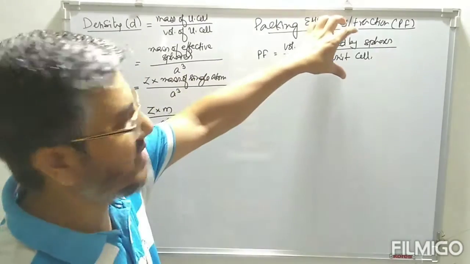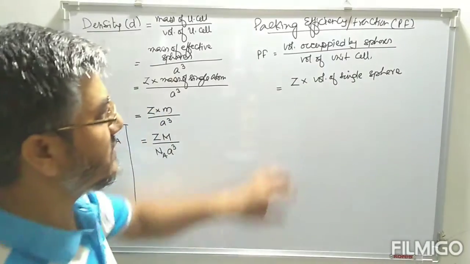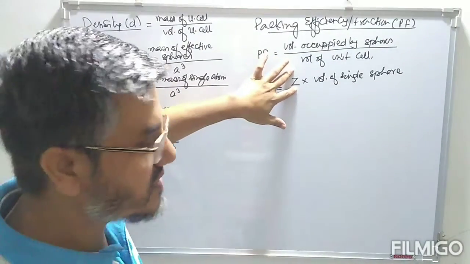So this packing efficiency is defined as the volume occupied by spheres divided by the volume of the unit cell. This ratio is defined as the packing fraction. Multiply this fraction by 100, and this will give you the percentage of packing efficiency. The volume occupied by spheres is equal to Z times the volume of a single sphere. So this gives effectively the volume occupied by effective spheres. Effective spheres means the effective number of atoms per unit cell multiplied by the volume of a single sphere. This is the total volume occupied by spheres, divided by the volume of the unit cell, that is a cube.